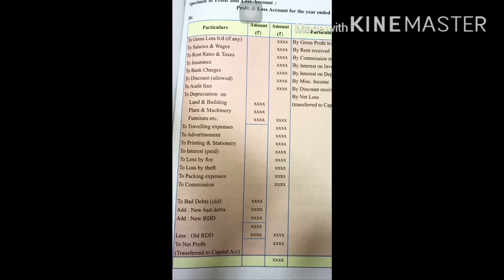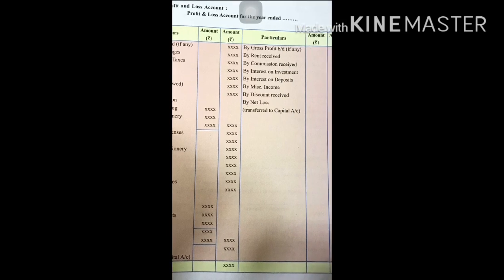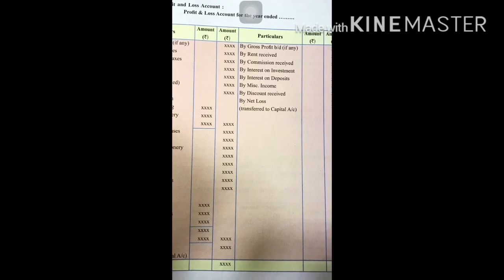Any other abnormal or unusual loss like loss by fire, loss by theft, that is also on the debit side of profit and loss account. Also, you have bad debts and reserve for doubtful debts on the debit side. Now, any indirect income or gain will be written on the credit side, like rent received, commission received. You can see here interest on investment.